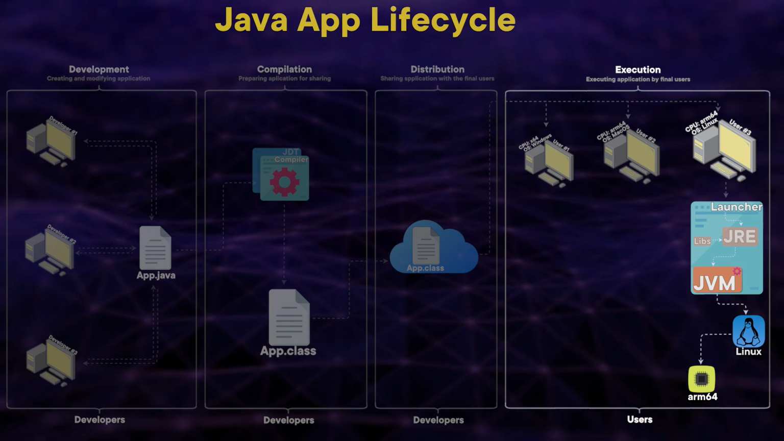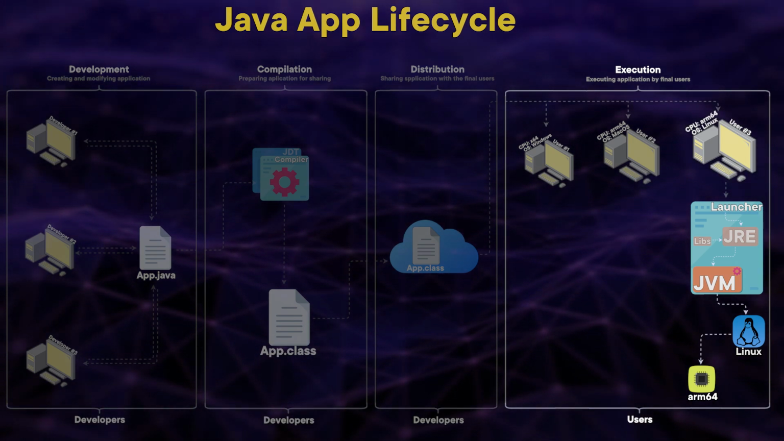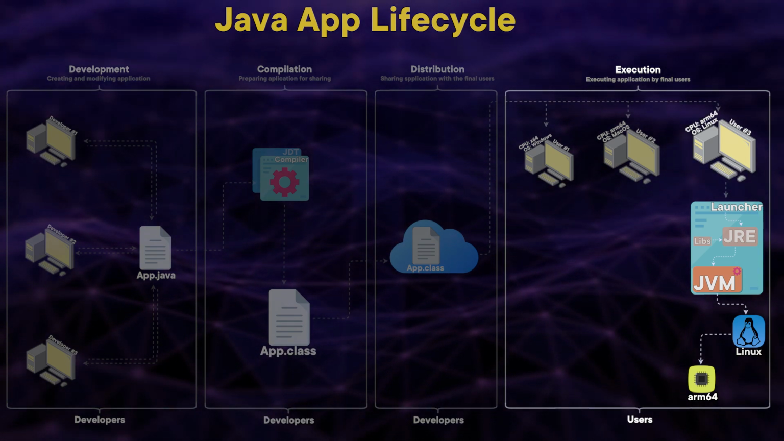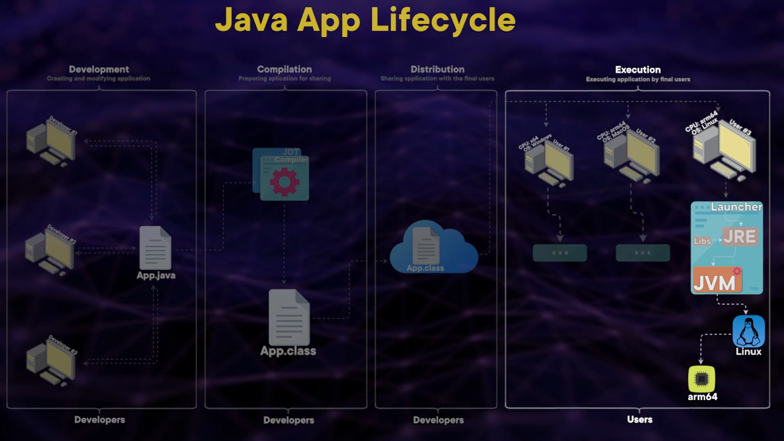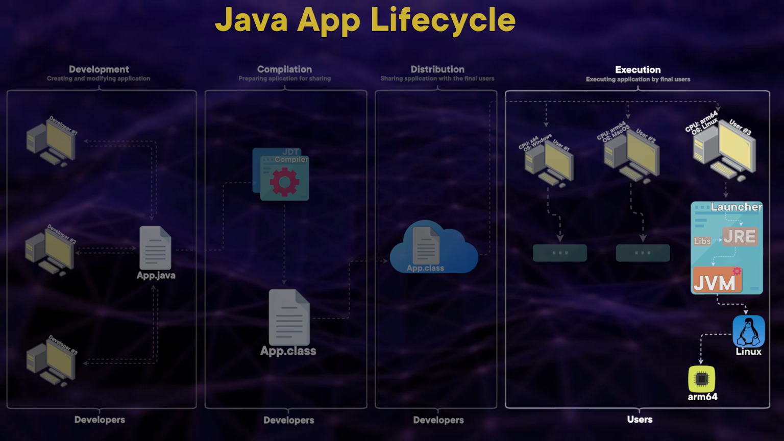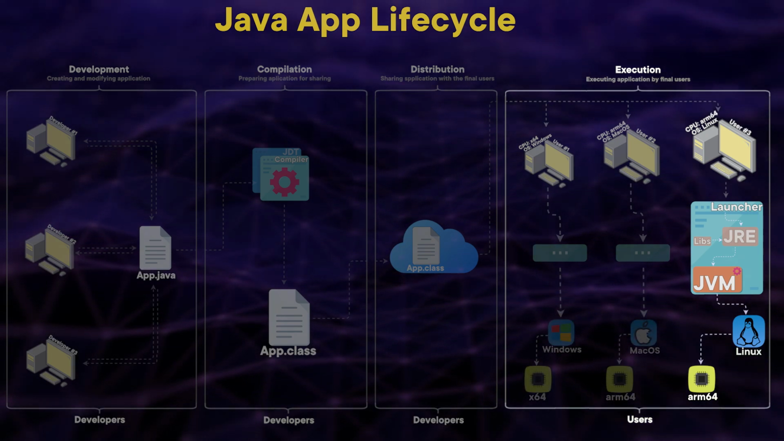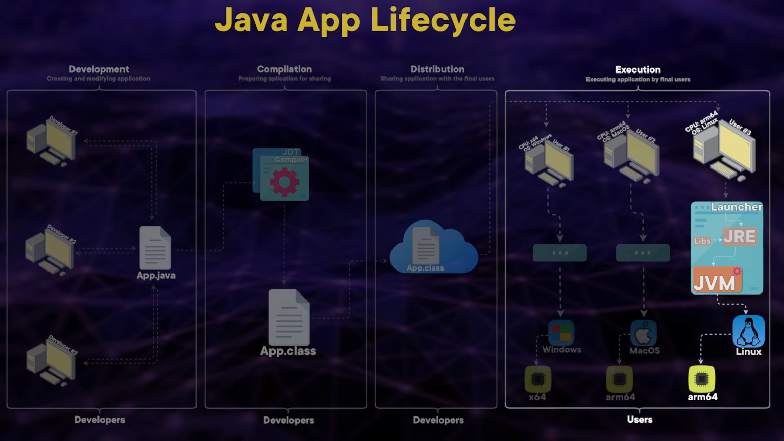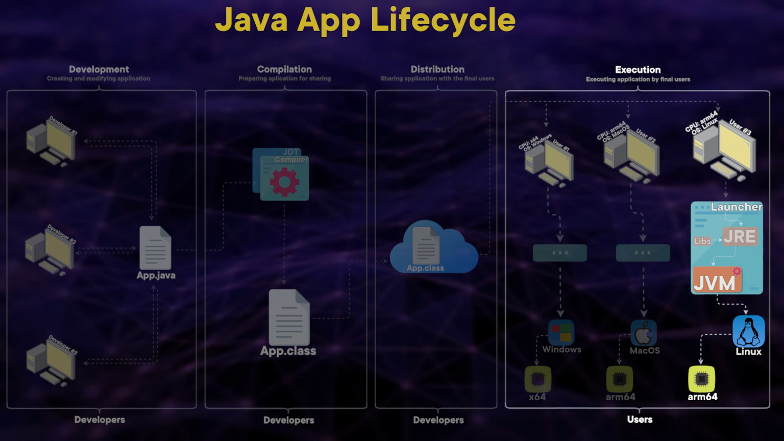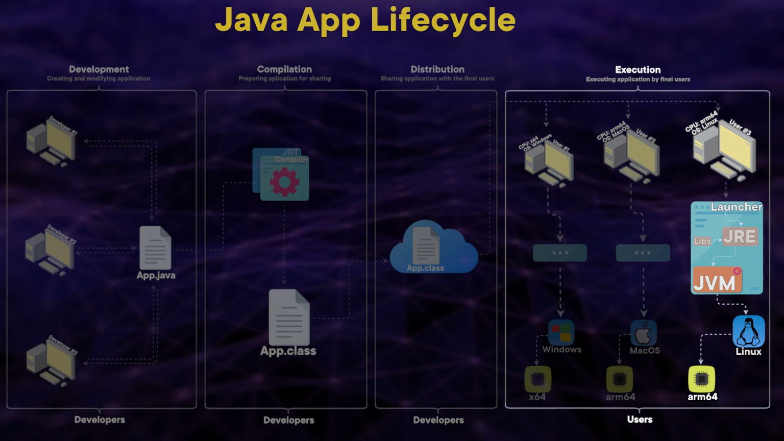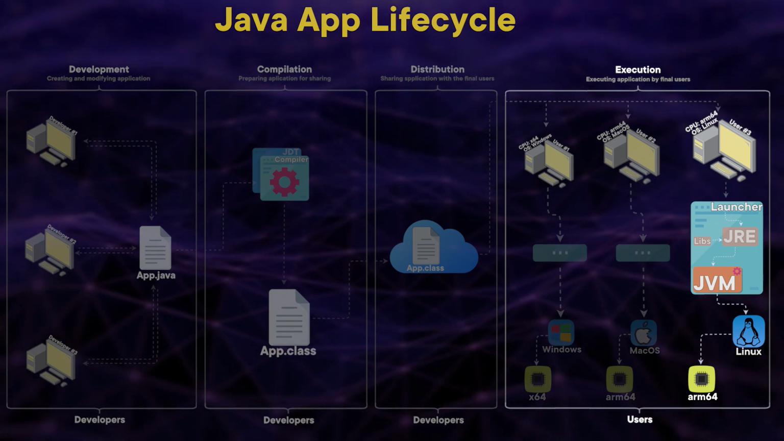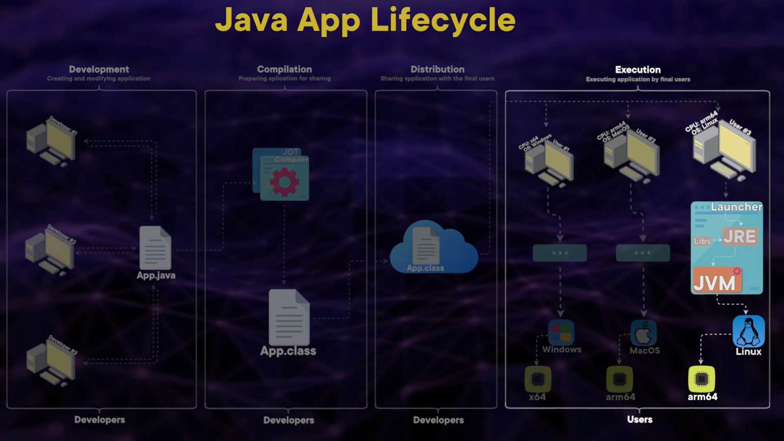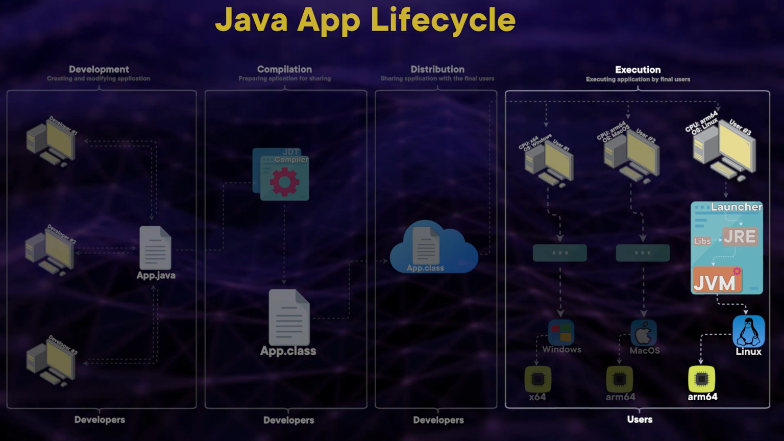It's important to note that all of the previous steps, compilation, distribution and launching of the application, remain the same across different operating system and hardware. However, starting from the JVM, the process varies depending on the platform. Each operating system and CPU architecture requires a different implementation of the JVM to ensure the compatibility and proper execution. This platform-dependent nature of the JVM is what enables Java's write once, run anywhere capability, allowing the same class file to run on different systems.